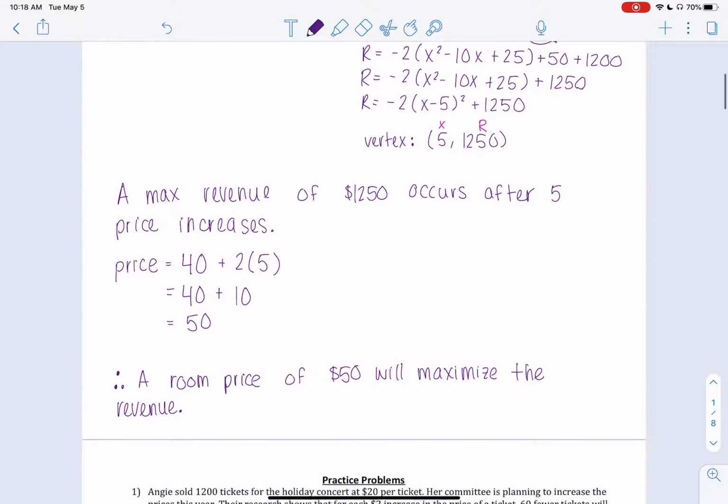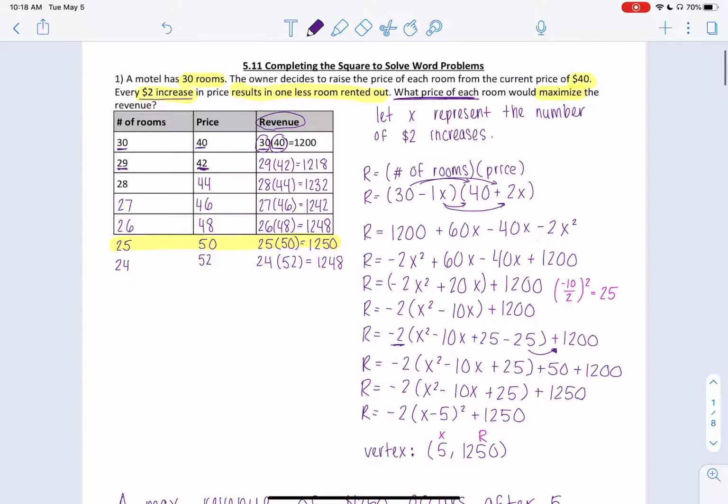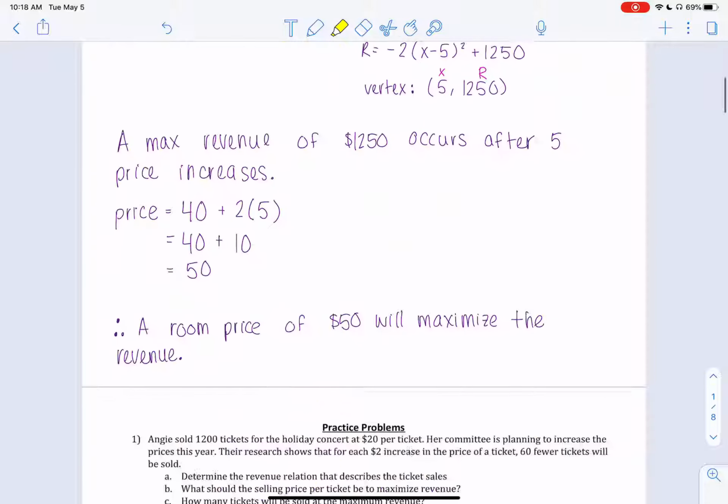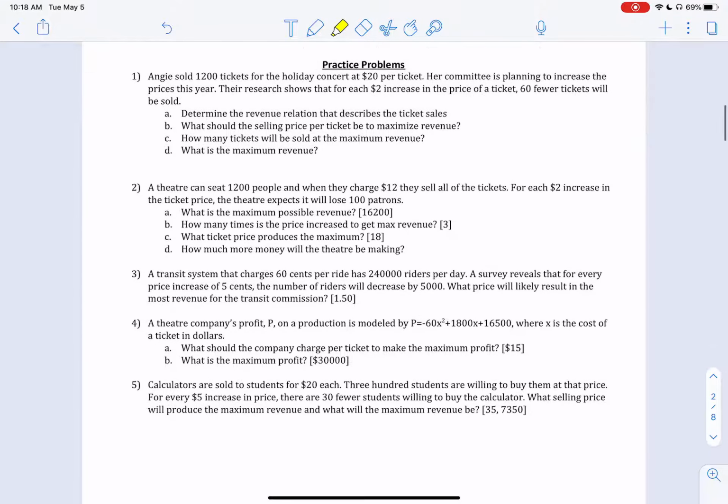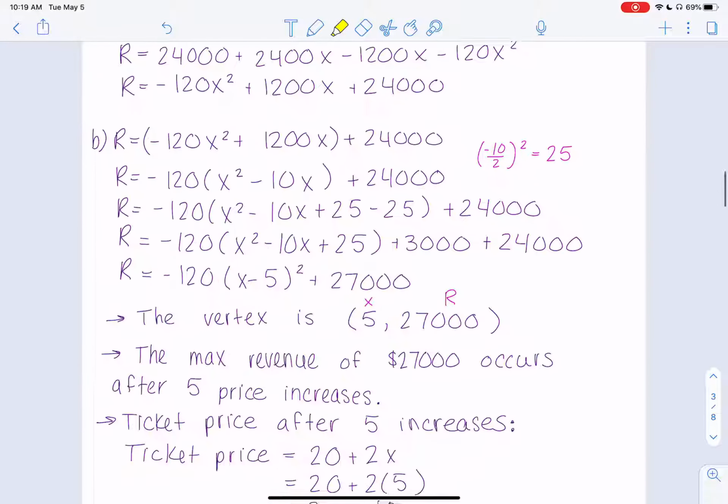And if we look at our chart, that's exactly what we got after 1, 2, 3, 4, 5 increases. Sorry, we started here, then we increased it once, twice, 3, 4, 5 times. We will have our max revenue of $1250. So we end up getting the exact same thing. So there's some down here for you to practice. The setup is exactly the same. So go through and work through all of those, and then the solutions are all below.